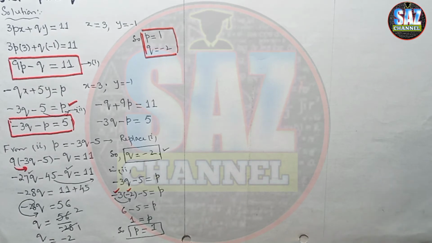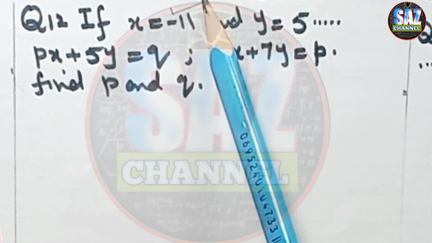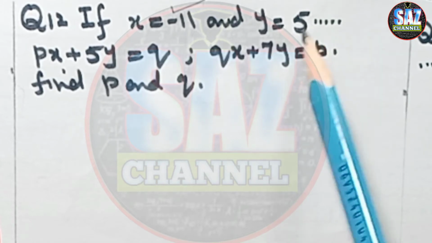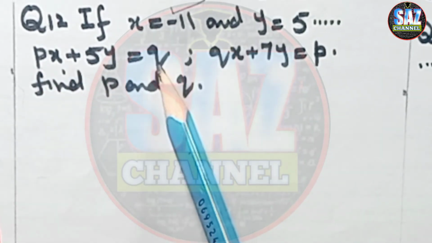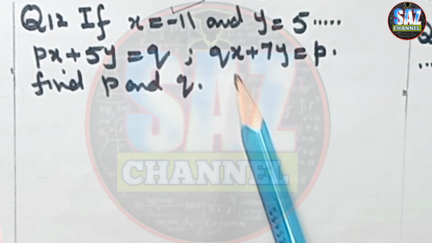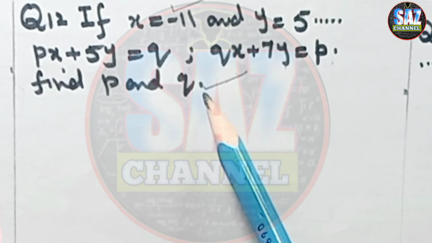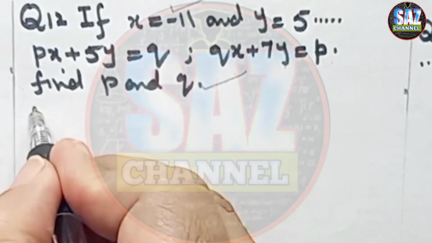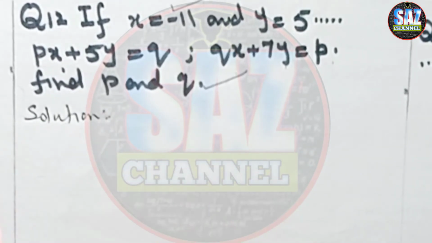So let me read the question from the book. Question says that if x equals minus 11 and y equals 5 is the solution of the simultaneous equations px plus 5y equals q and qx plus 7y equals p, we have to find the values of p and q. So let's move to the solution of this question. Okay, this question is similar to the previous question.